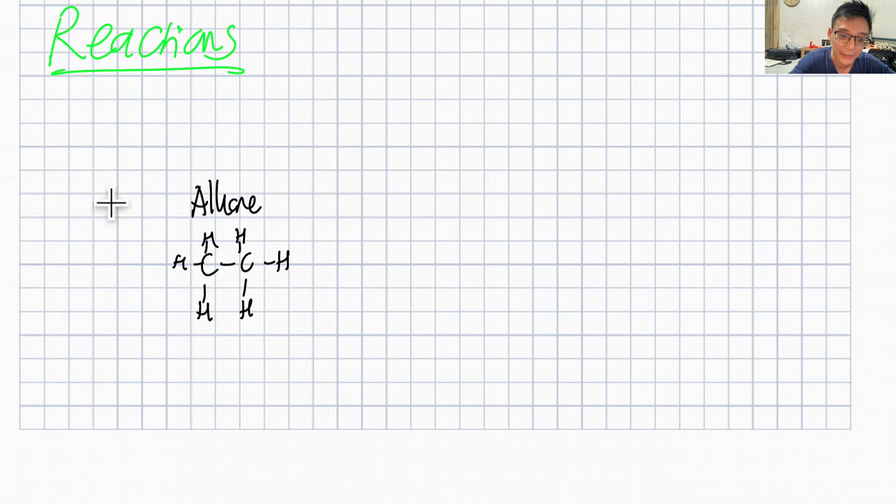So alkane can actually be substituted under UV light. It's called a substitution reaction. So in a substitution reaction, usually we use a halogen, for example chlorine or bromine gas, Cl2 or Br2. How is the mechanism? So now let's discuss in greater detail.